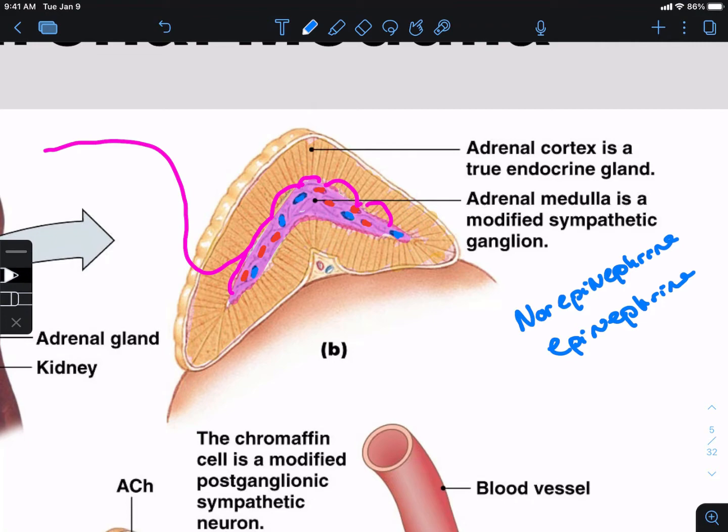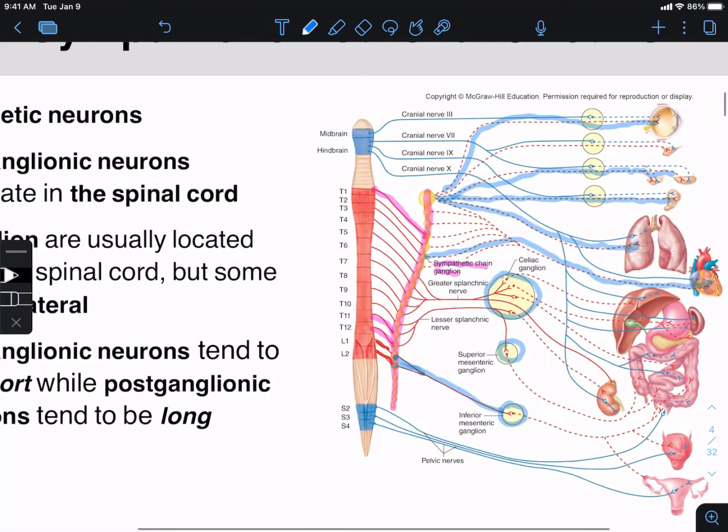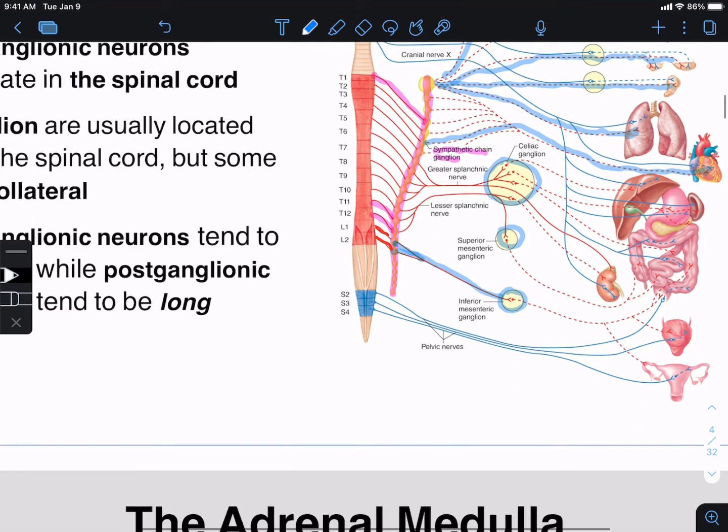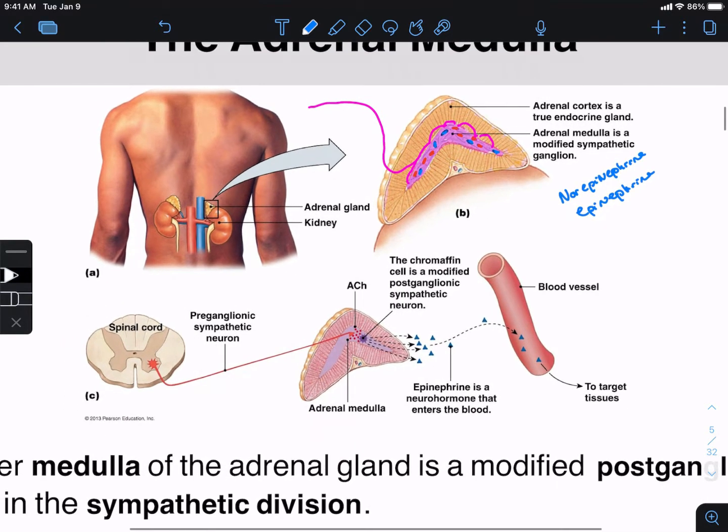The adrenal medulla is therefore a modified sympathetic ganglion, and so it's an exception to this rule up here where we see two neurons in a circuit. Here we're only seeing the one preganglionic neuron and the postganglionic modified tissue of the adrenal medulla.